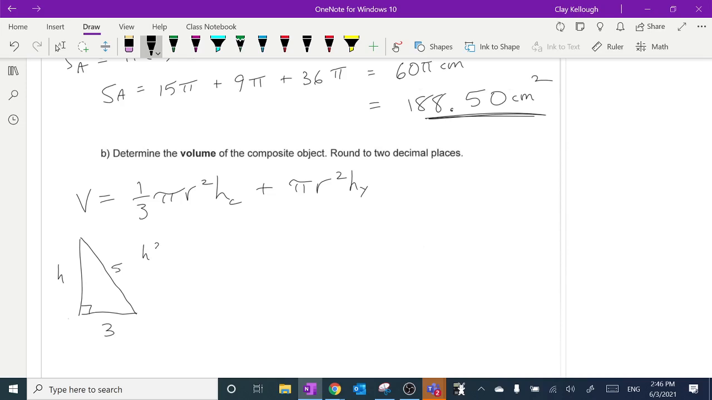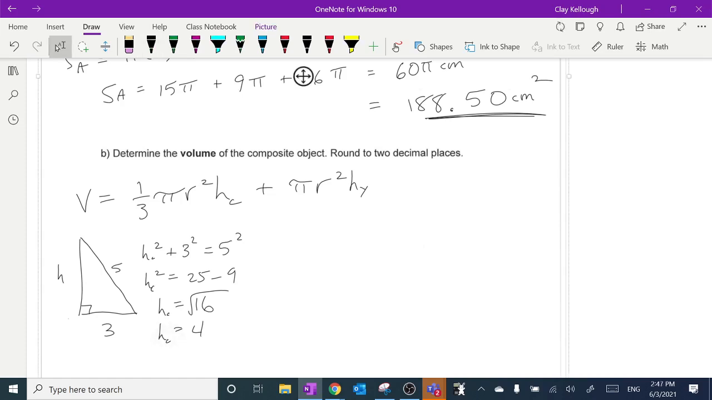So h squared plus 3 squared equals 5 squared. h squared is equal to 25 minus 9, which is 16. So the square root of 16, so h is equal to 4. Some of you might have realized, that's a 3, 4, 5 triangle, but okay, cool. Anyway, that's the height that I want. I should maybe call it h sub c since I gave it a nickname.